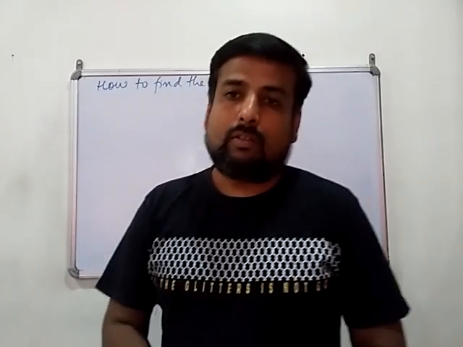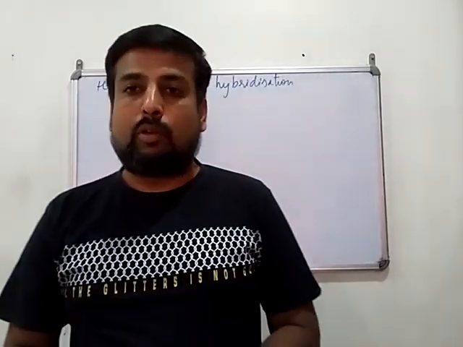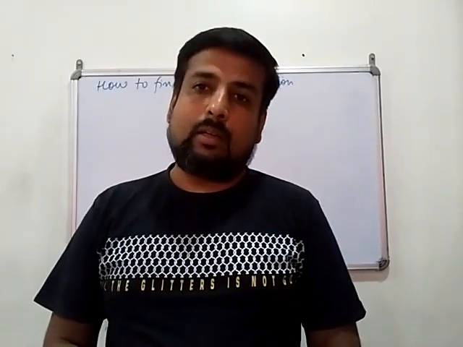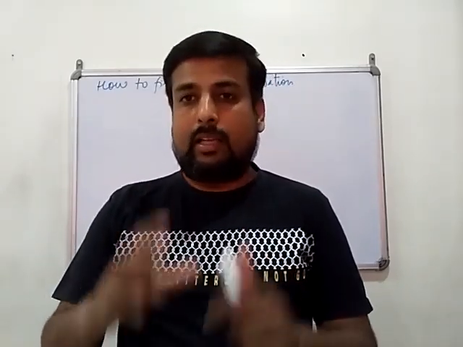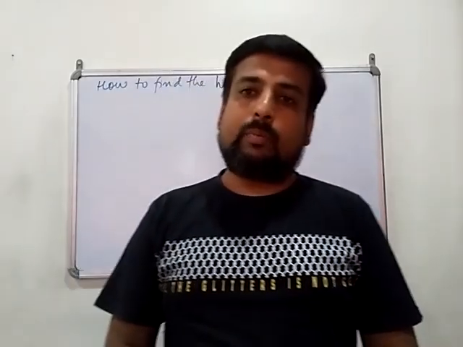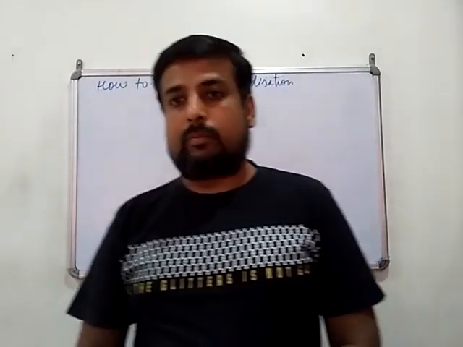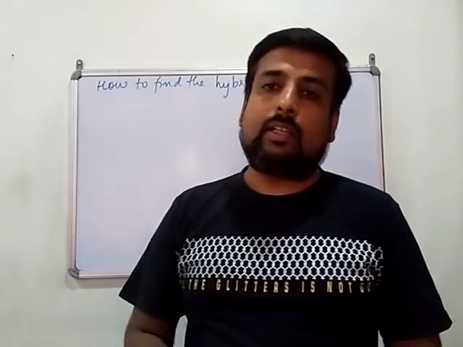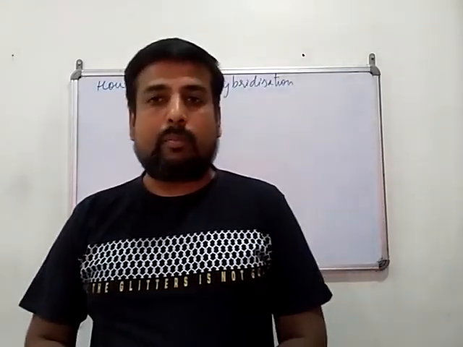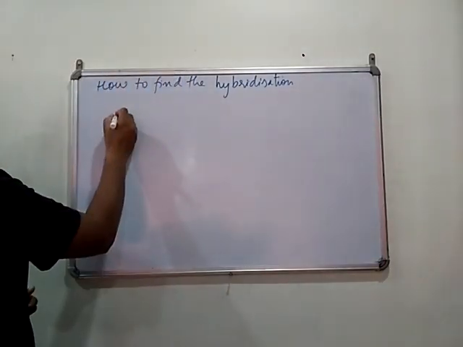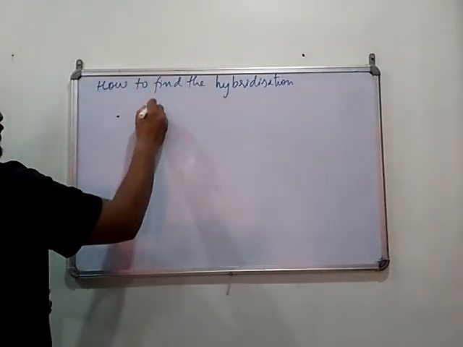Now for this, we have to find the number of sigma bonds formed by the central atom and the number of lone pairs it has. The addition of the number of sigma bonds and lone pairs formed by the central atom will give you the hybridization of the central atom. Okay, so let's see how to find the number of sigma bonds formed by the central atom and the lone pairs. For example, the first example we are taking is BCl3.